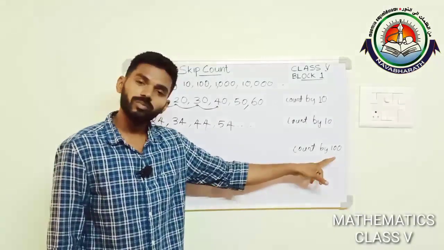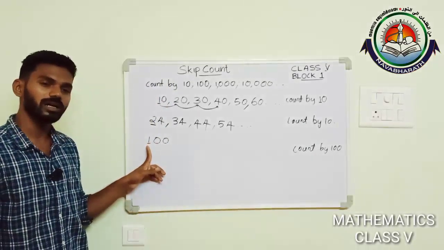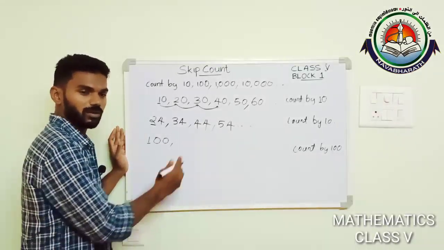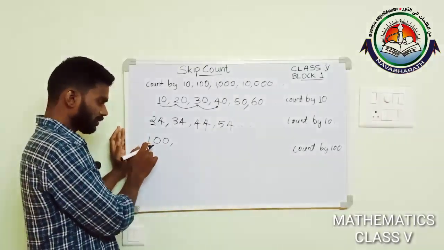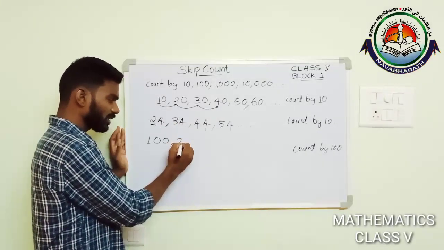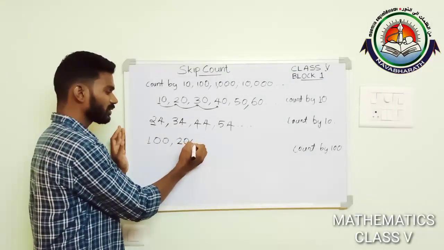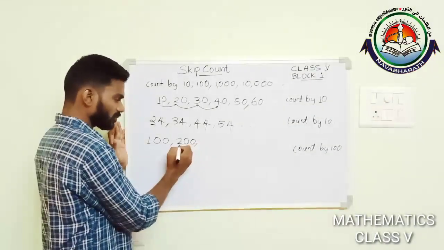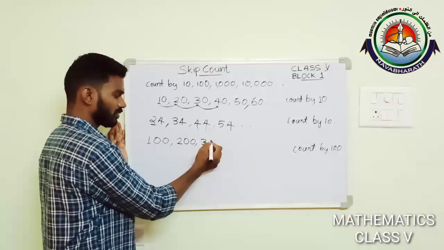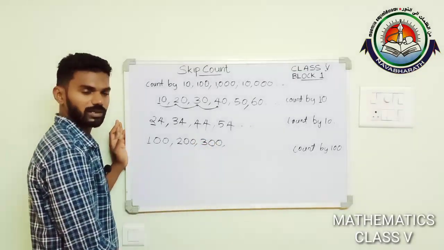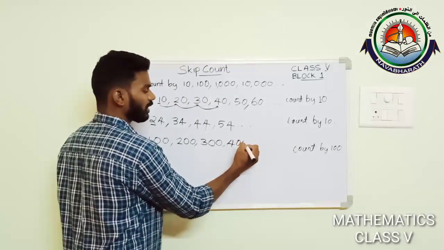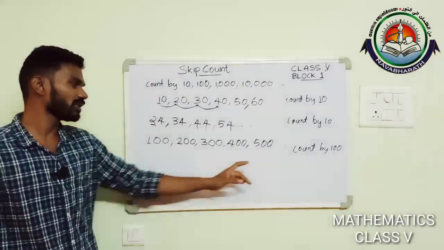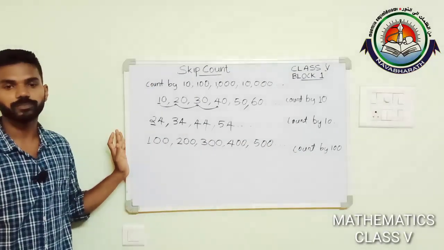So for count by 100, you have to change the hundreds place only, so the next number would be 1 increased by 1, which would be 2. There are 2 zeros. No change for the other digits. What would be next? 2 is changed to 3. 2 zeros. 300. Next is 400. Next is 500, etc. This would be the count by 100.